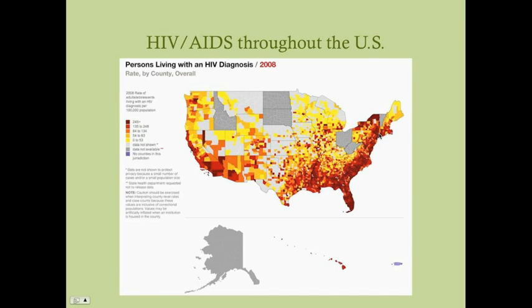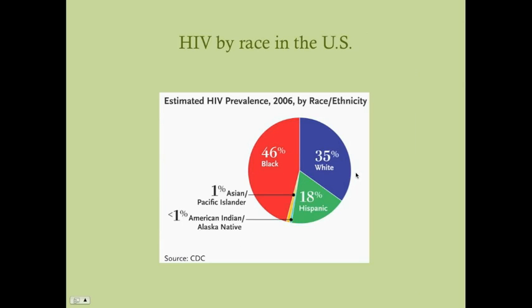In the U.S., it's most prevalent along the East Coast, Florida, along the west coastline of California, but really any urban center would be considerable. If you look here, you've got Utah, which is relatively not infected, but here's Salt Lake City, and it's as brown as the East Coast. So urban centers are infected too. By race, it's about 46% black, 35% white, and 18% Hispanic. So there is some disproportionality in HIV prevalence in the U.S.